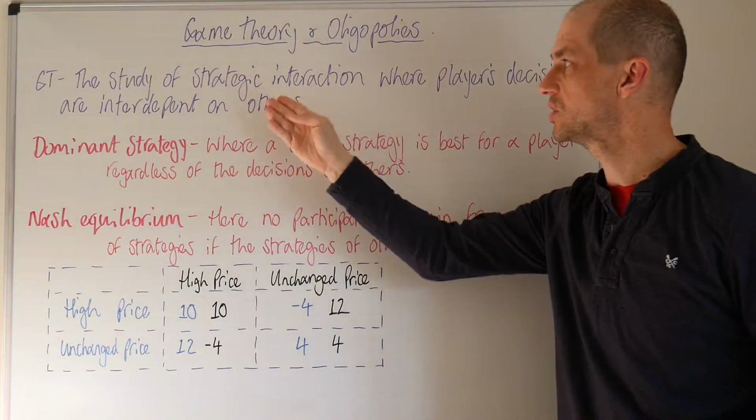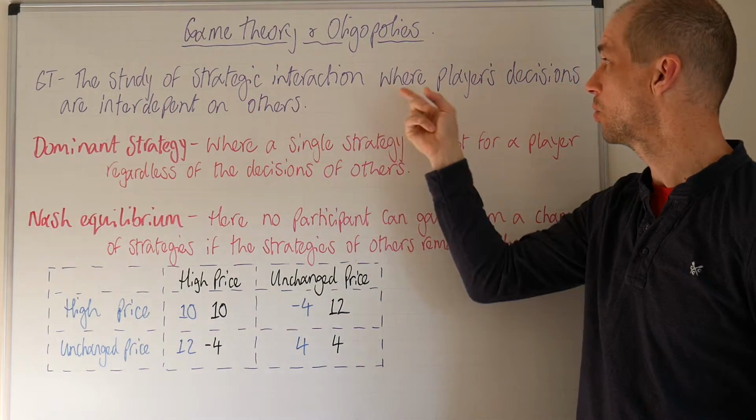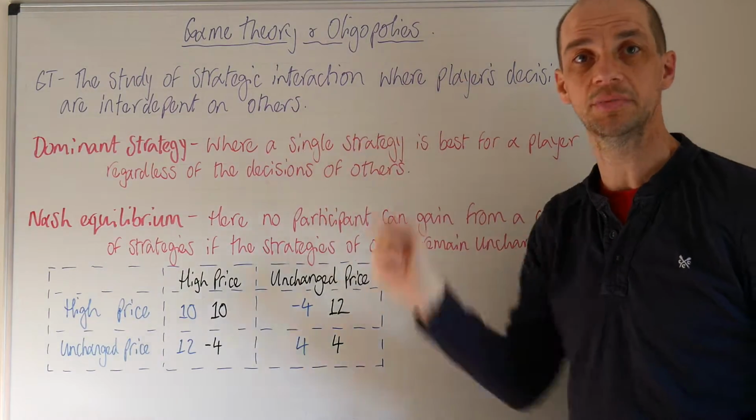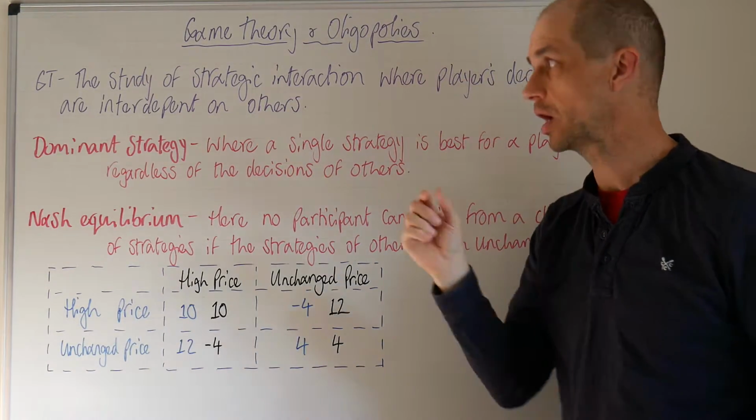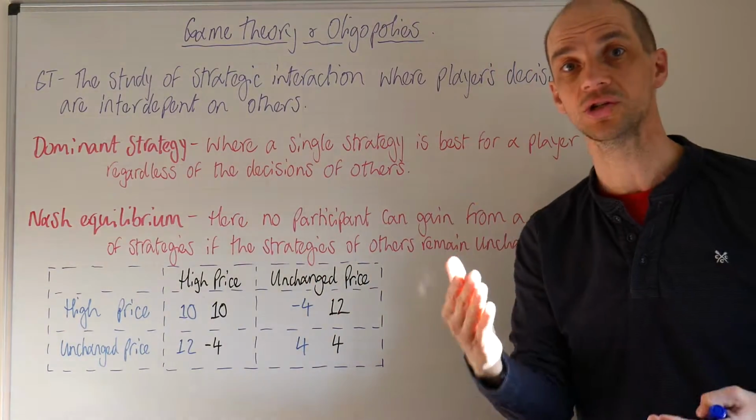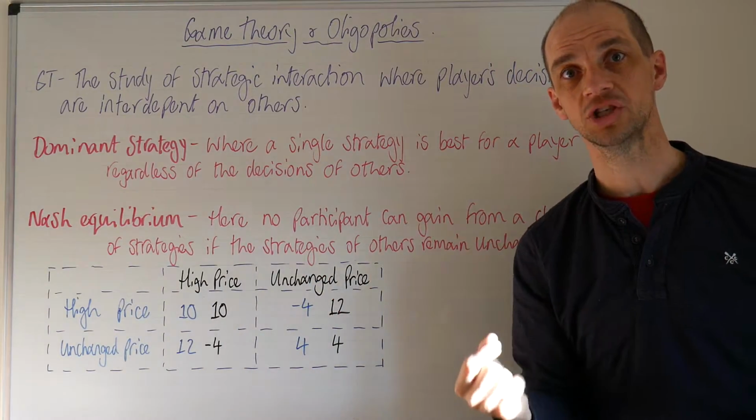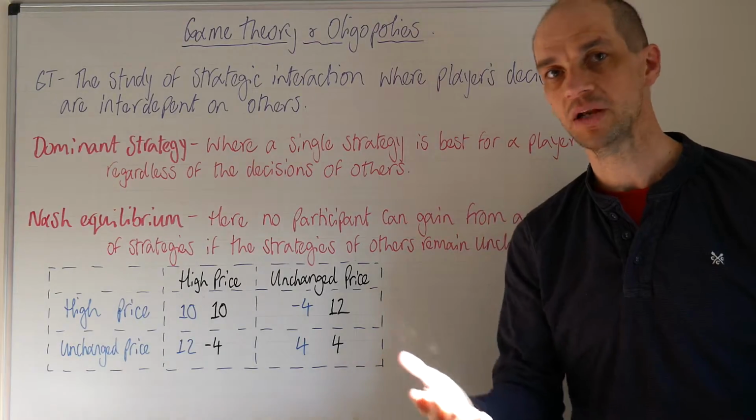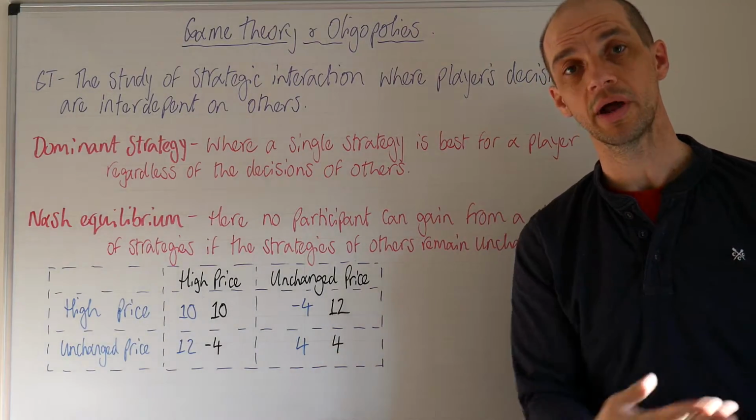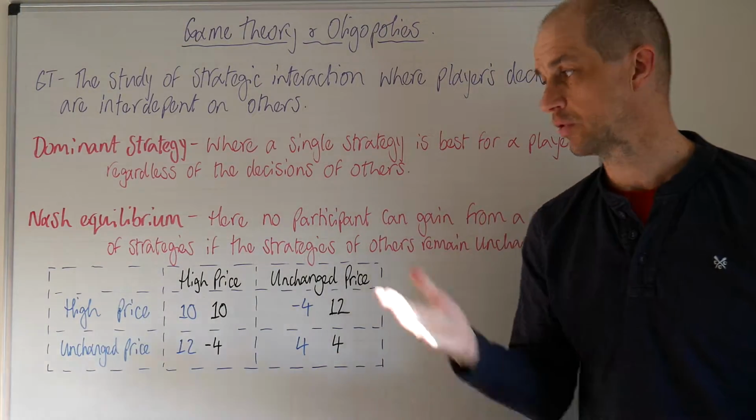So game theory is the study of strategic interaction where players' decisions are interdependent upon others. That simply means the decisions of Adidas will have implications for Nike. Meanwhile, the decisions of Airbus will also have implications for Boeing, for instance.